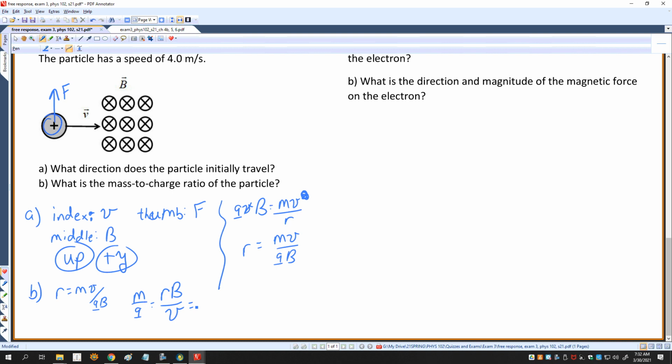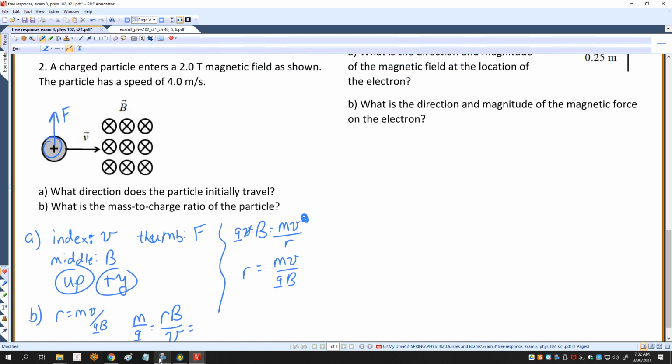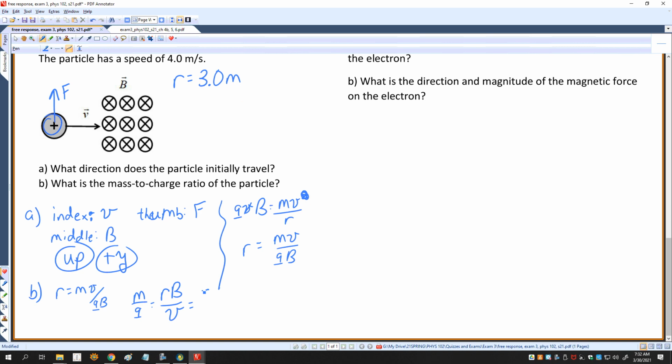Okay, I'll have to give you the radius, but let's see. Let me pause here for just a second. So on the exam, I'll give you the radius, of course, and I'm going to give that as 3.0 meters. So this is going to be 3.0 meters times the magnetic field, which is 2 Tesla, divided by the velocity, which is 4 meters per second.